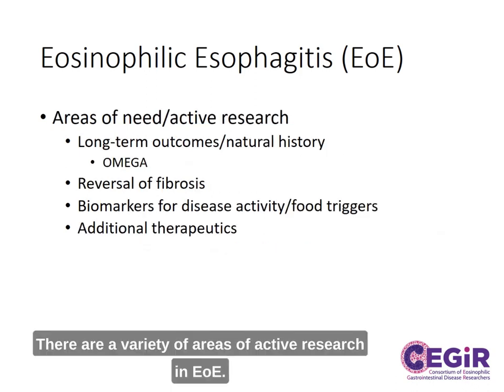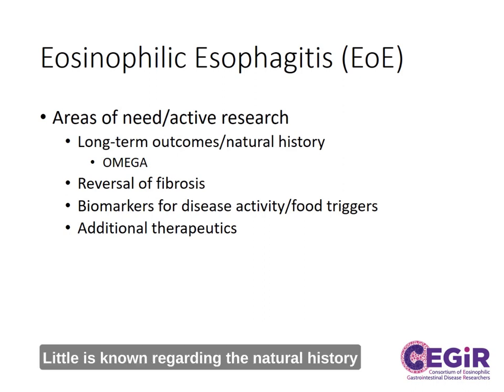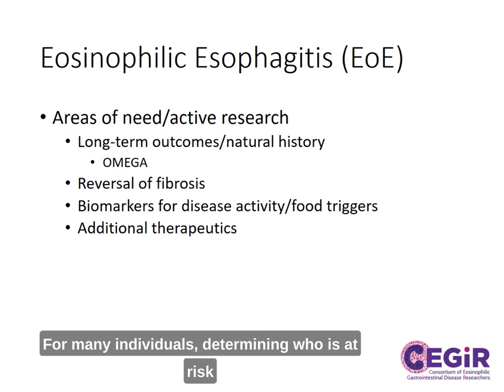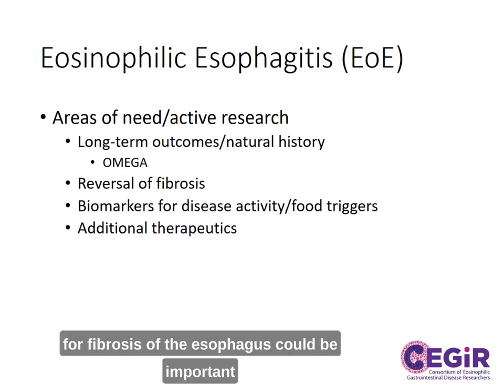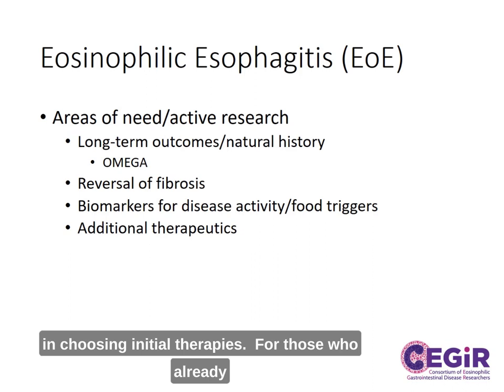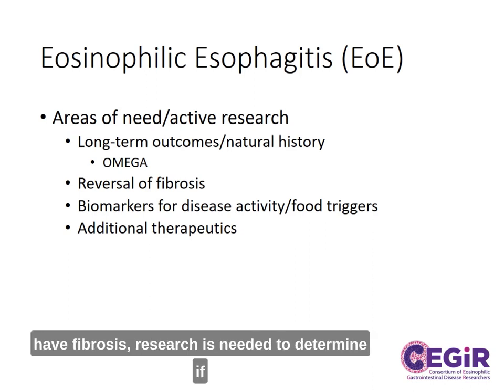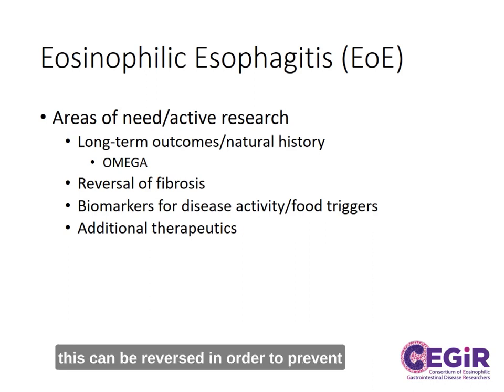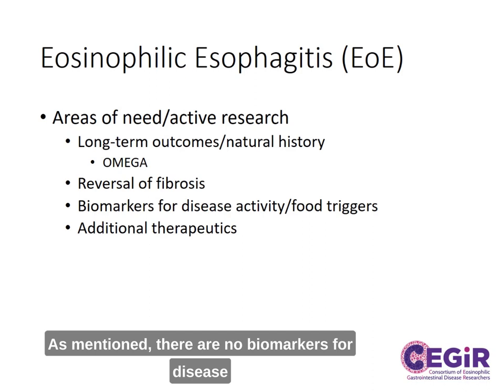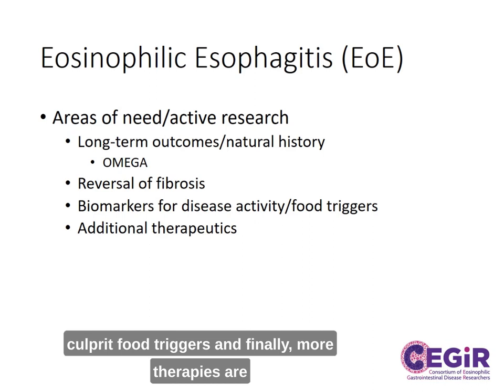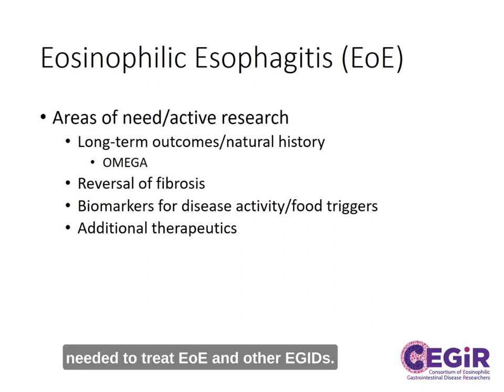There are a variety of areas of active research in EoE. Little is known regarding the natural history of EoE or long-term outcomes for many individuals. Determining who is at risk for fibrosis of the esophagus could be important in choosing initial therapies. For those who already have fibrosis, research is needed to determine if this can be reversed in order to prevent complications such as food impaction. As mentioned, there are no biomarkers for disease activity, nor are there tests to accurately identify culprit food triggers. And finally, more therapies are needed to treat EoE and other EGIDs.